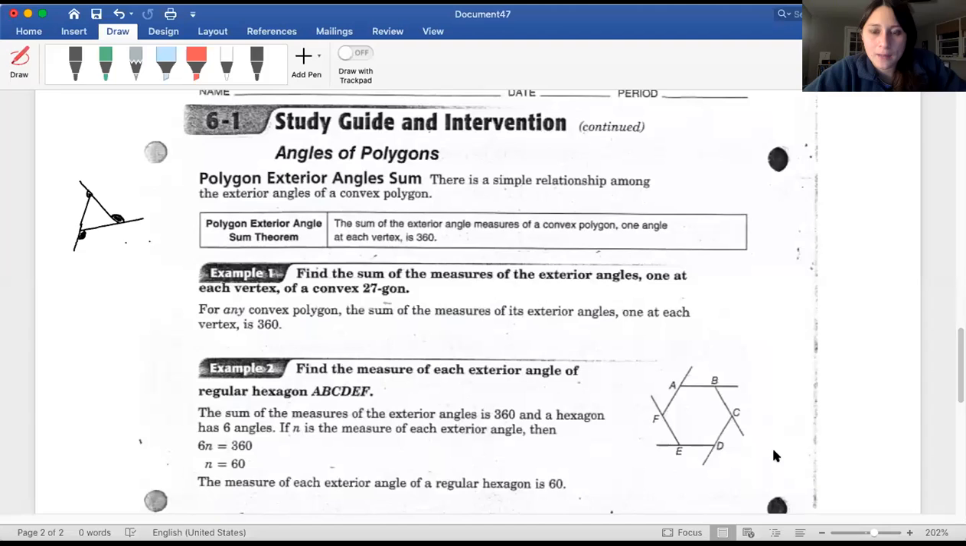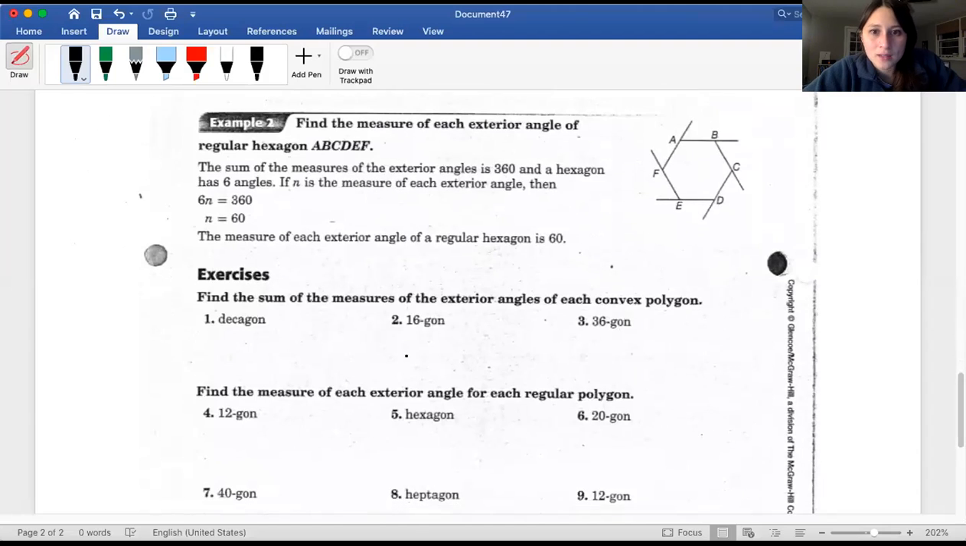So let's take a look at our study guide again. Now, basically, if all the exterior angles were the same measurement, if this was a regular polygon, let's say all these inside angles are the same, then we know that the outside angle has to be the same. All the exterior angles would have to be congruent.